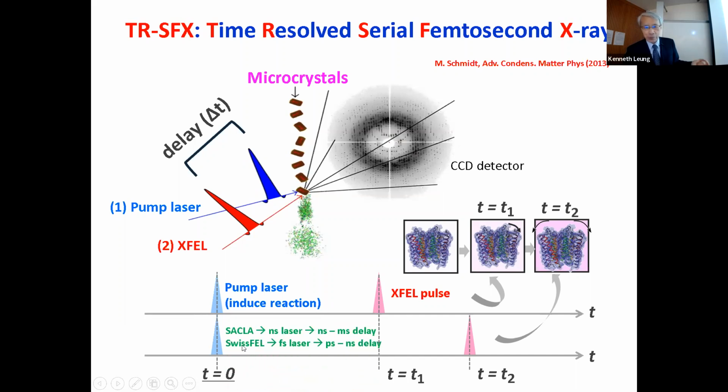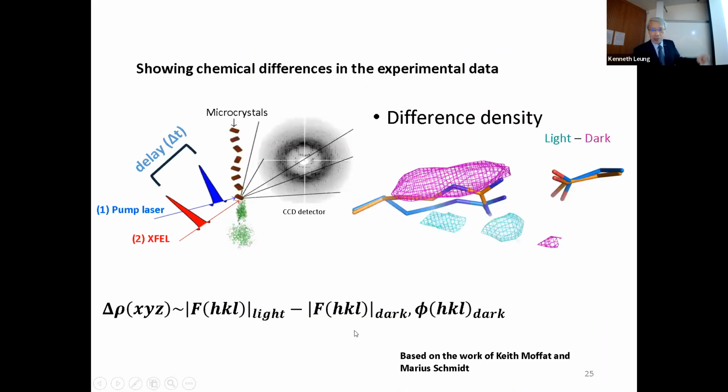So actually different facilities could have different resolutions. In Switzerland's facility, the pump laser is a femtosecond laser, so we could have very high resolution, picosecond to nanosecond. In Sakura, Japan facility, the pump laser is nanosecond, so we could only do nanosecond to milliseconds. So these are all details.